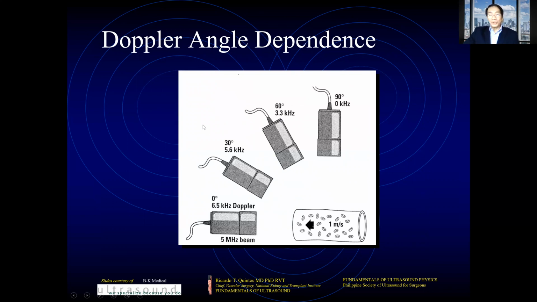Okay, this slide just shows you the Doppler angle dependence. So ideally, we want this angle parallel to the direction of flow. But since we cannot do that, we want it at 60 degrees as a maximum acceptable. Any more than that, going at 90 degrees, that's unacceptable because you will not be able to see accurately the velocity as the red blood cells move away from or towards the transducer.